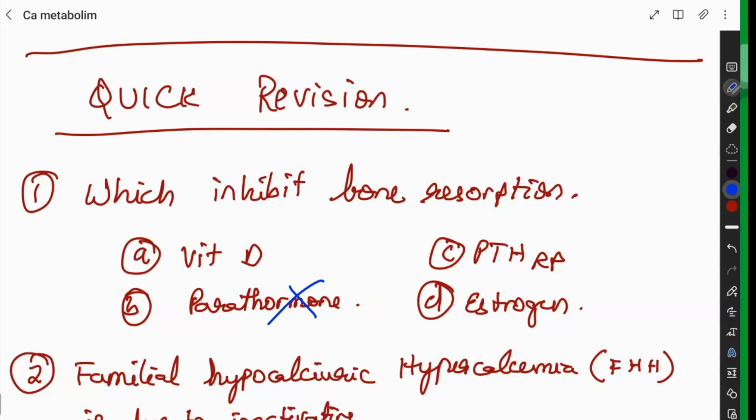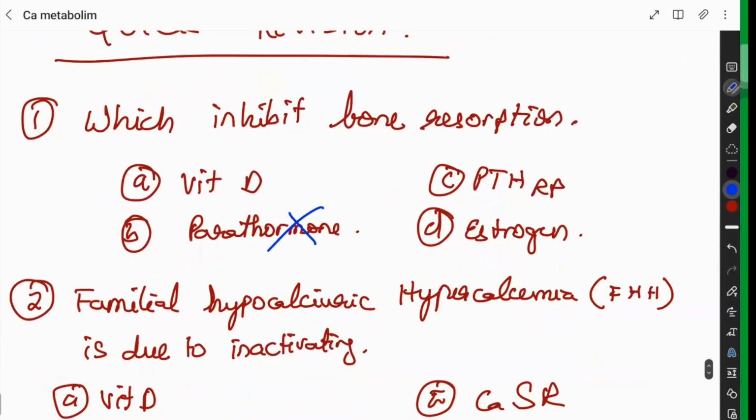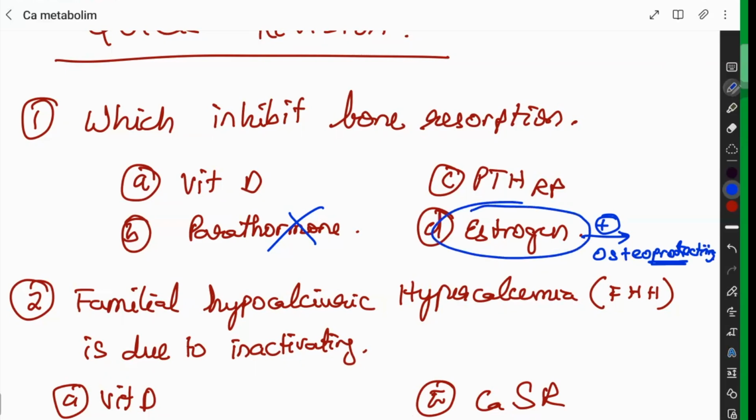Very good. Estrogen is the right answer. Why I am telling estrogen is the right answer, I will tell you. Estrogen will be causing an increase in the osteoprotectin. Protect, the word meaning, it is going to protect your bone formation. So this is what is going to cause inhibition of your bone resorption.